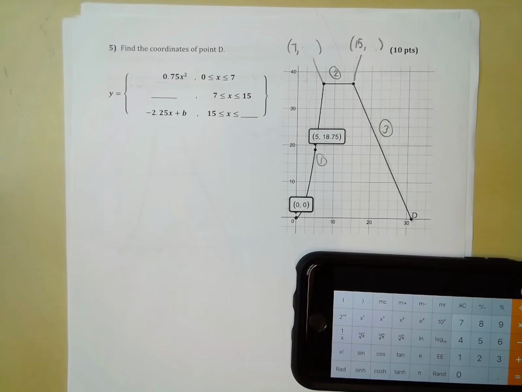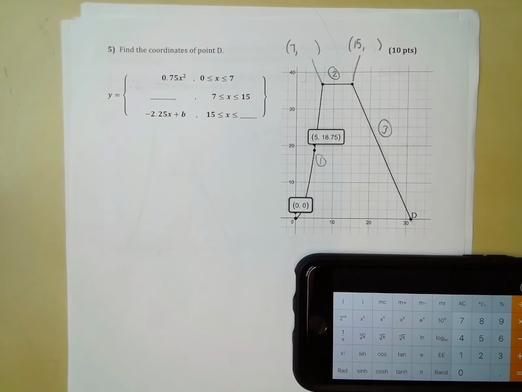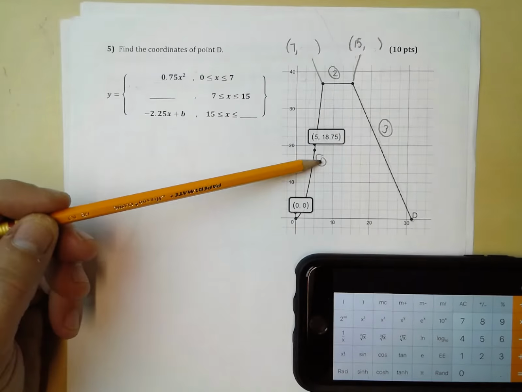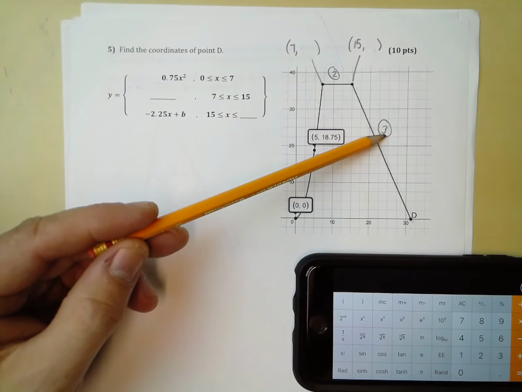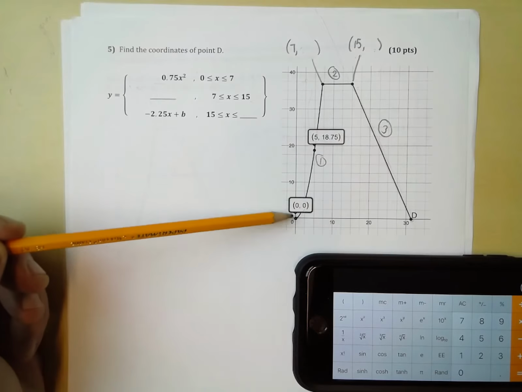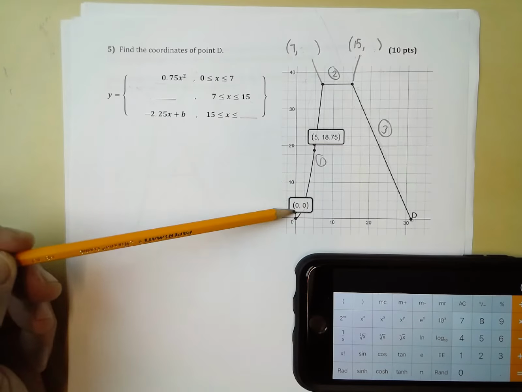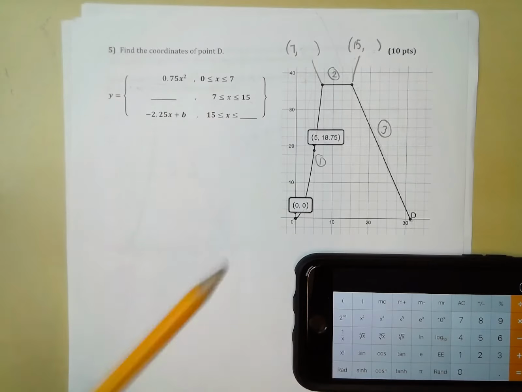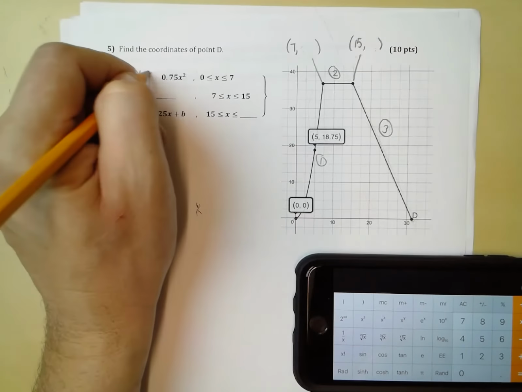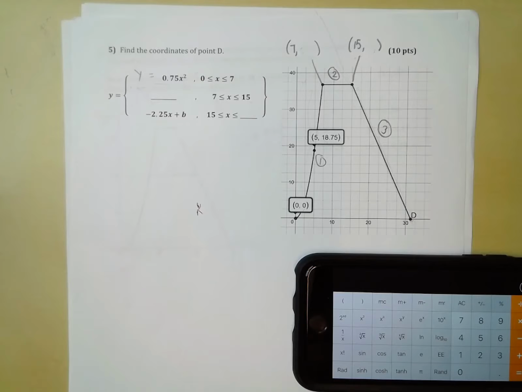Hey guys, number 5. I jumped ahead a little bit here just to show you a little bit of pre-labeling, but you can see I numbered function number 1, function number 2, and function number 3. Function number 1 is a quadratic. It starts off at the origin, and we already have the rule for that. Y is equal to ax squared. It's right here. Y is equal to 0.75x squared.